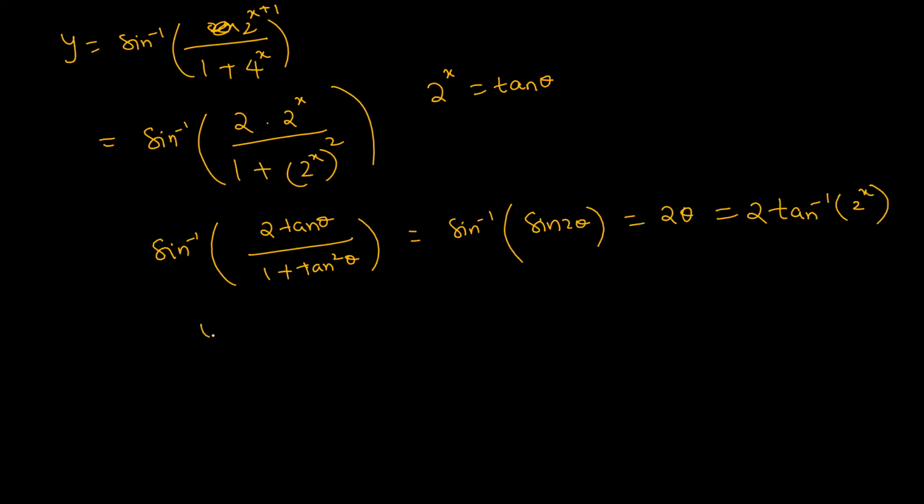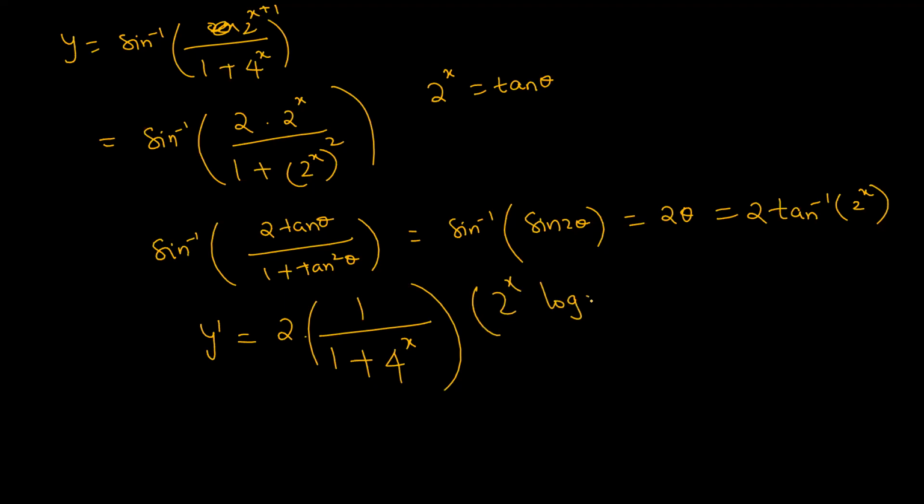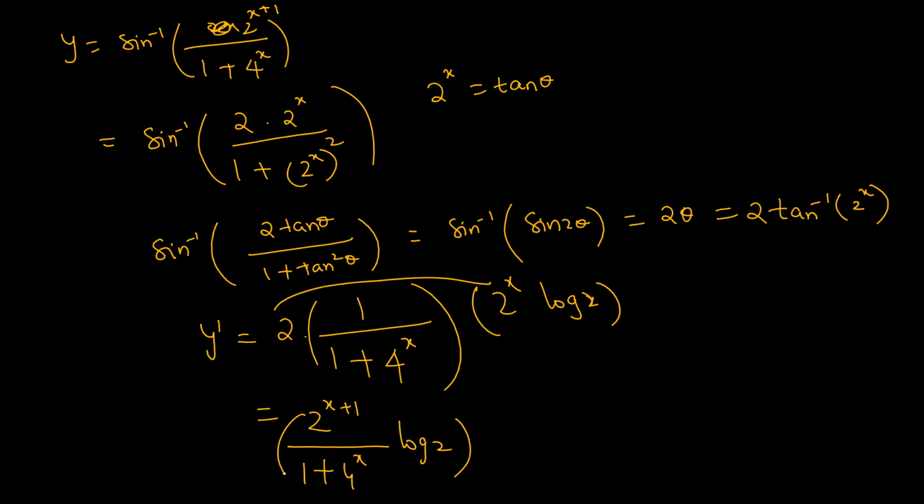Then y dash will be equal to 2 left as it is. What is the derivative of tan inverse? 1 by 1 plus x square. So (2 power x) the whole square is 4 power x, into the derivative of 2 power x, which is 2 power x log 2. So 2 will get multiplied with 2 power x as 2 power x plus 1, divided by 1 plus 4 power x, into log 2. So this will be the final answer.